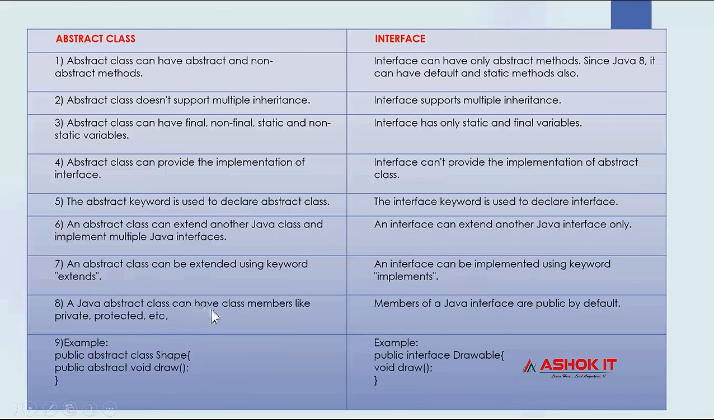A Java abstract class can have class members like private, protected, etc., whereas members of a Java interface are public by default. All the members in an interface are by default public. Here is the simple syntax: public abstract class, class name, which contains an abstract method. And public interface, interface name, which contains an abstract method. So this is how we can use an abstract class and an interface to achieve abstraction in Java.